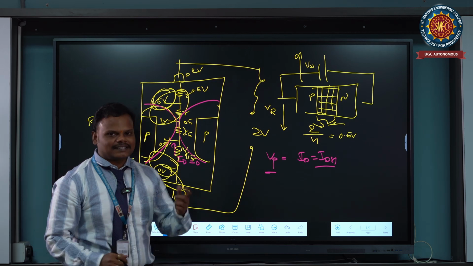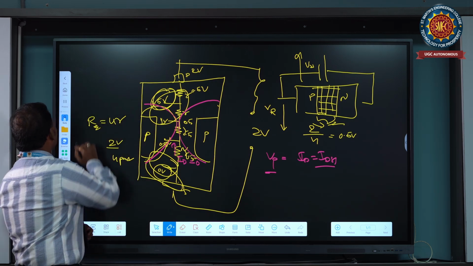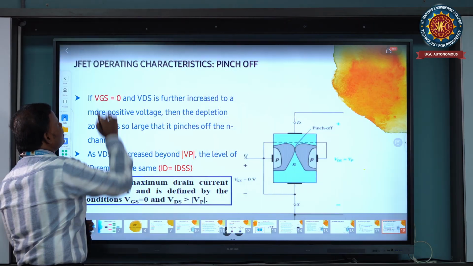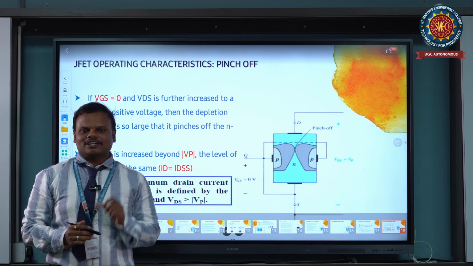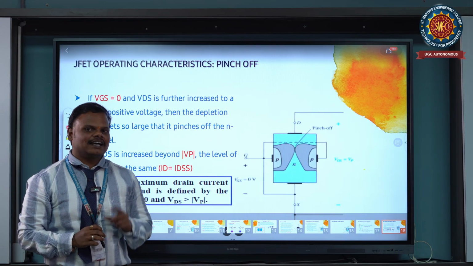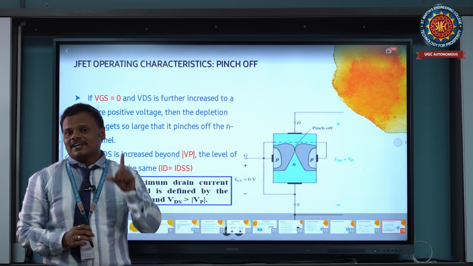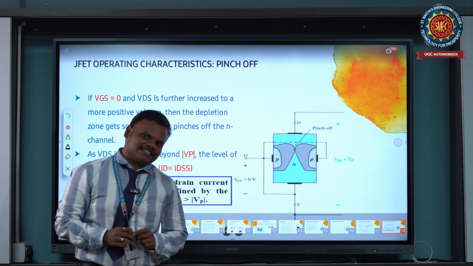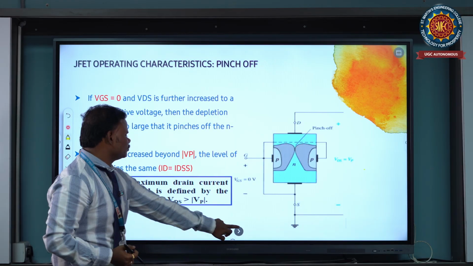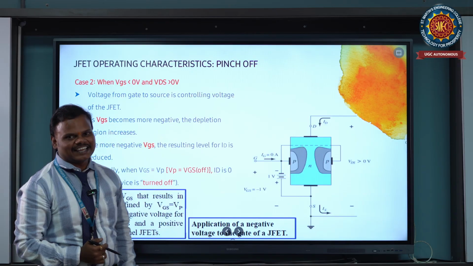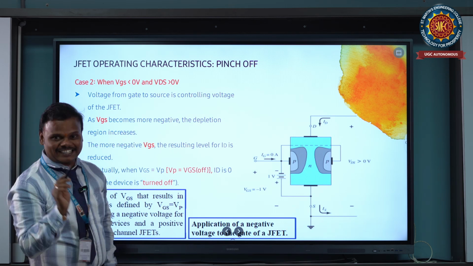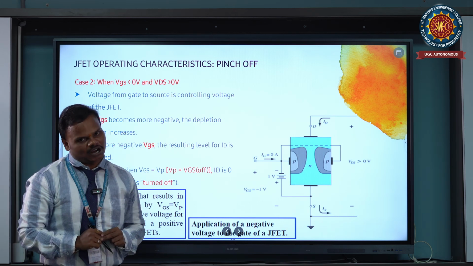So coming to the second case. Previously we used only the gate terminal as 0. Now we are going to apply a negative voltage to the gate terminal, as the gate terminal should always be reverse biased in the JFET. So the second case is VGS less than 0 volts, that is a negative voltage, whereas VDS is a positive voltage.